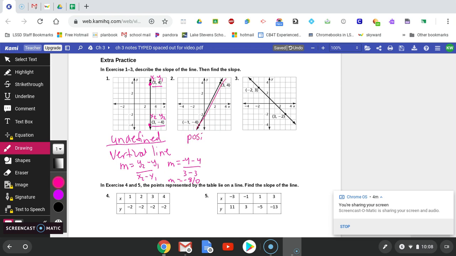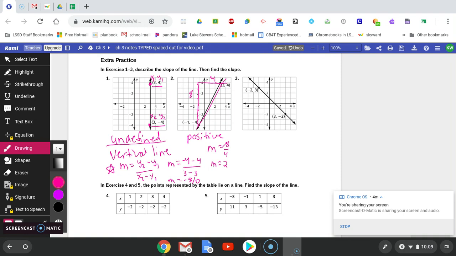Okay, number 2, the slope is increasing as we go from left to right, so we would say it has a positive slope. And then to calculate the slope, we can count how far we're going up and how far we're going over, or we can use our slope form, y2 minus y1 over x2 minus x1. So if I'm going to count how far up, I'm going up 1, 2, 3, 4, 5, 6, 7, 8, up and over 1, 2, 3, 4. So my slope is going to be 8 over 4, which I can reduce to 2.